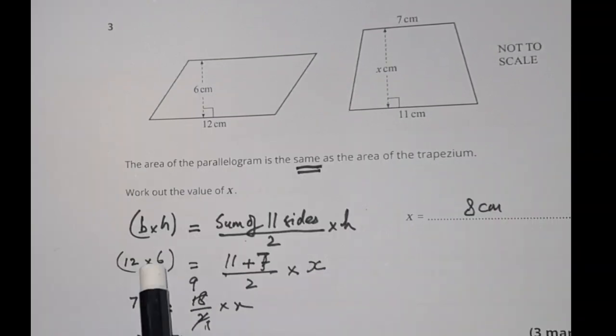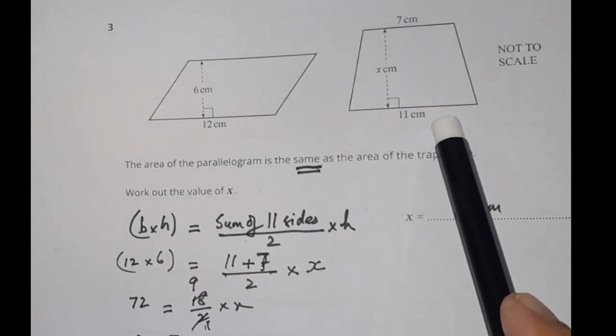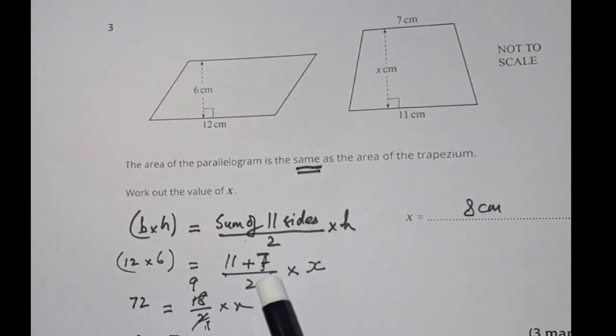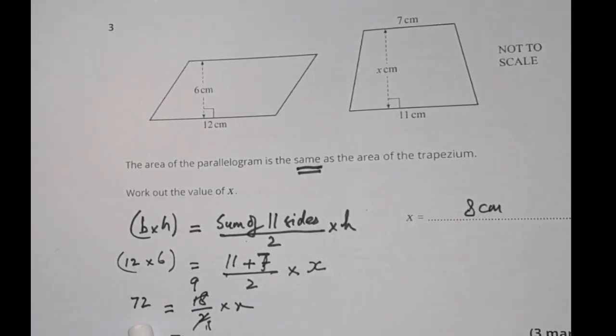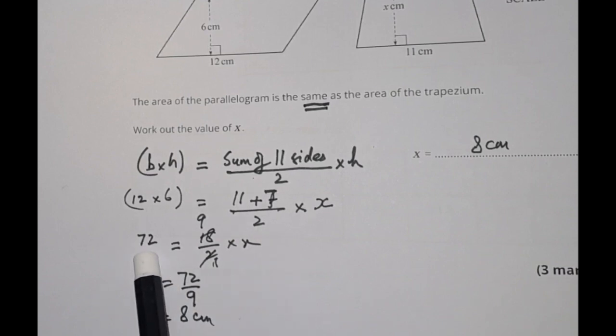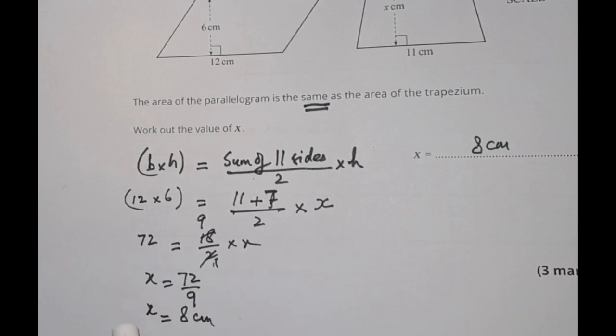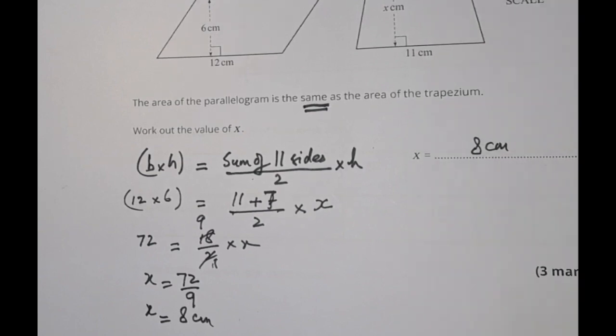Now we put in the values. 12 multiplied by 6 equals 11 plus 7 over 2 into x, and solve. 12 into 6 is 72, and 11 plus 7 is 18. 18 over 2 cancel: 2 ones are 2 and 9 twos are 18. So we get 72 is equal to 9x. So x is equal to 72 over 9, and x becomes 8 centimeters. Write the answer here and get 3 marks.